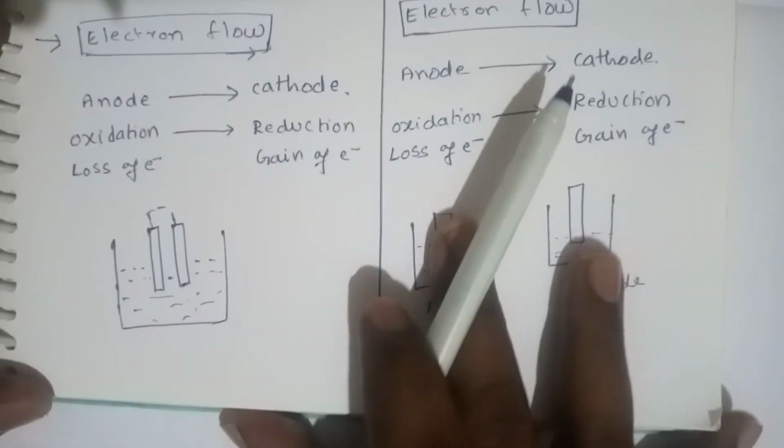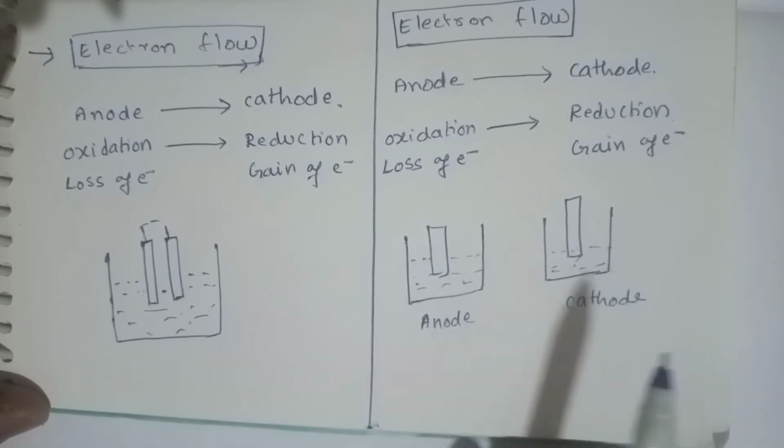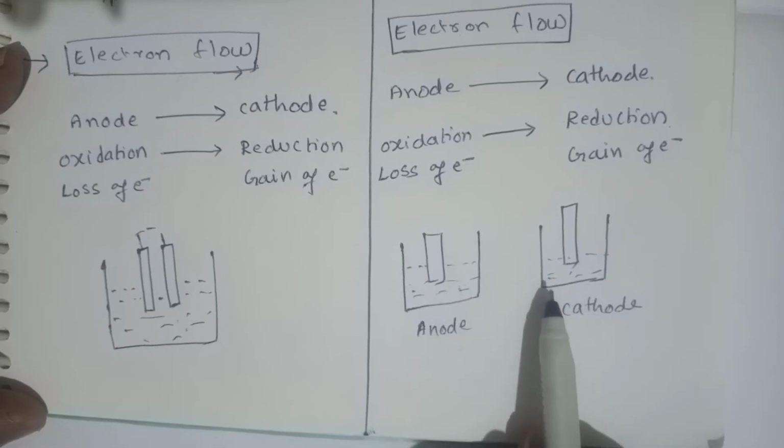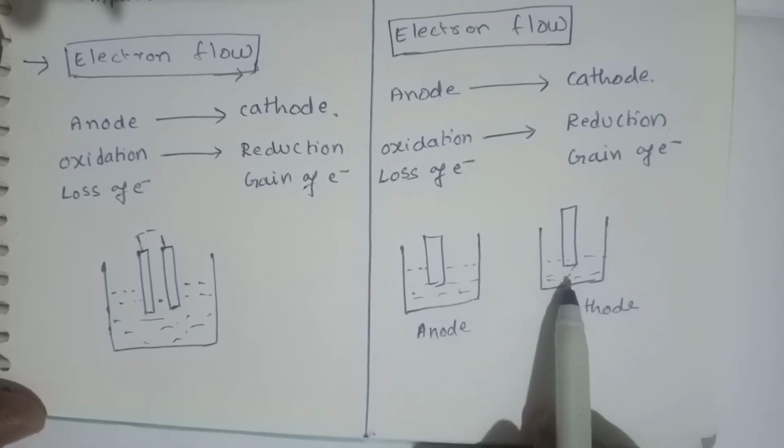Next point. In an electrolytic cell, both the electrodes are fitted in the same compartment. Whereas here in the galvanic cell, two different electrodes are fitted in two different compartments.